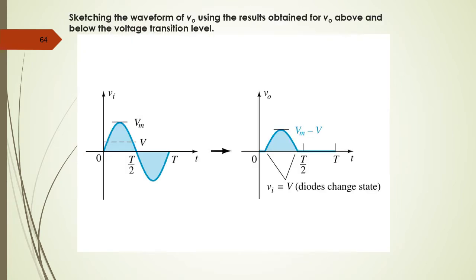Okay, so sketching the waveform of V out, V naught, using the results obtained for V naught above and below the voltage transition level. Okay, this is the voltage transition level. The part that will be allowed through to the diode is this part, and this part will be clipped away. The value is similar to Vm minus the value of V here. So this is the part that will be clipped.